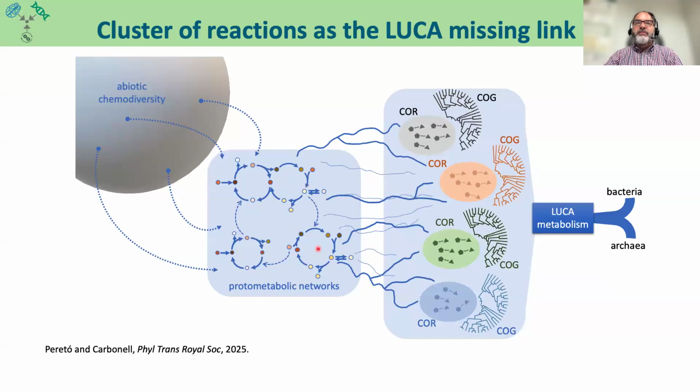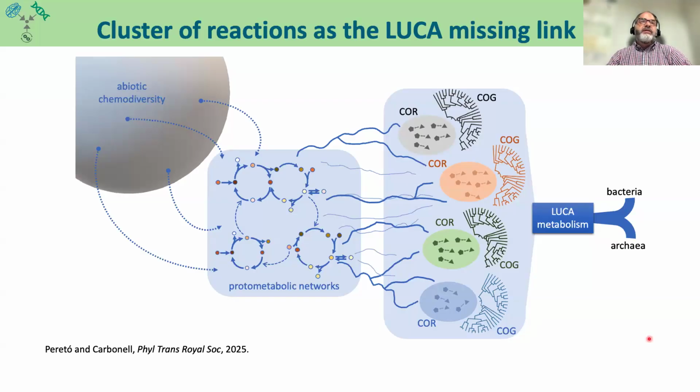Because as you probably have heard, there are these proto-metabolic networks that still are not very well characterized, but there are some hypotheses about how they evolve into the clusters of sequences. And we believe that in between, what we have are these clusters of reactions that provide the link between this proto-metabolic network and the current extant metabolic networks. So this is an interesting hypothesis that we expect to study in more detail in the next years.